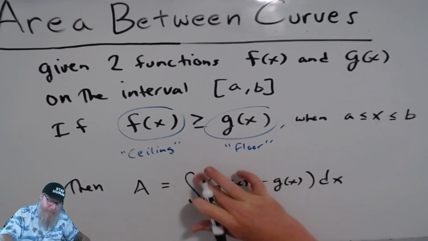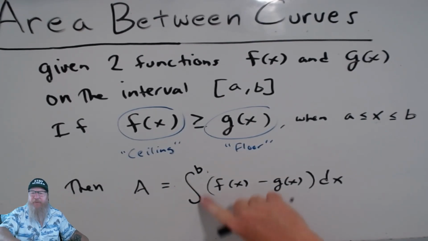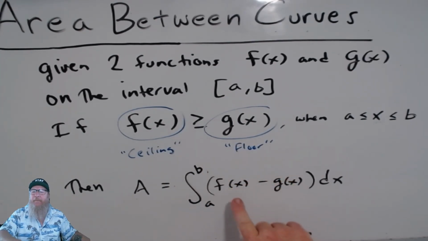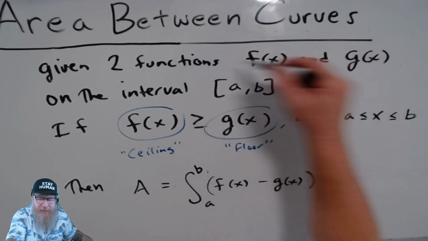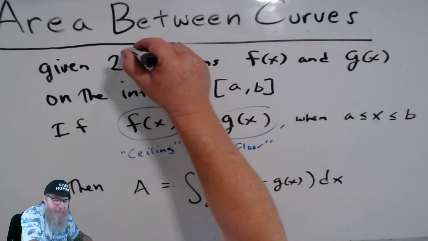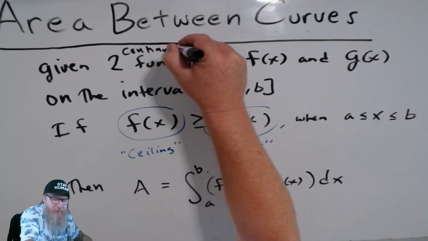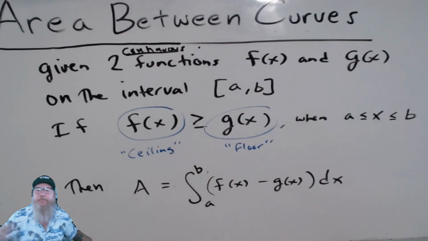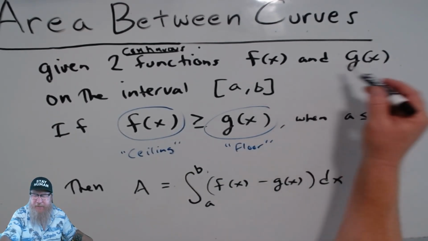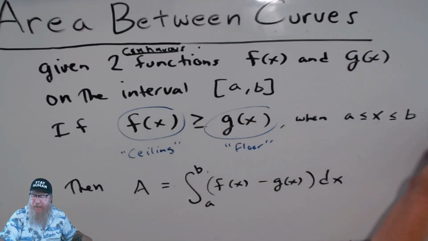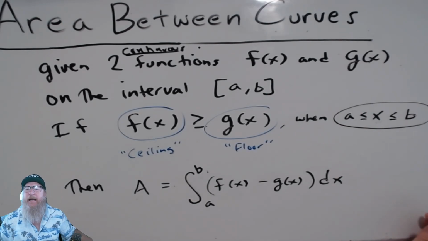It really is that simple. You just take the definite integral from a to b of the ceiling minus the floor with respect to x. It does require that f and g are continuous functions. I forgot to say that. Continuous functions. And it does require that f is always larger than g for every x in between a and b.